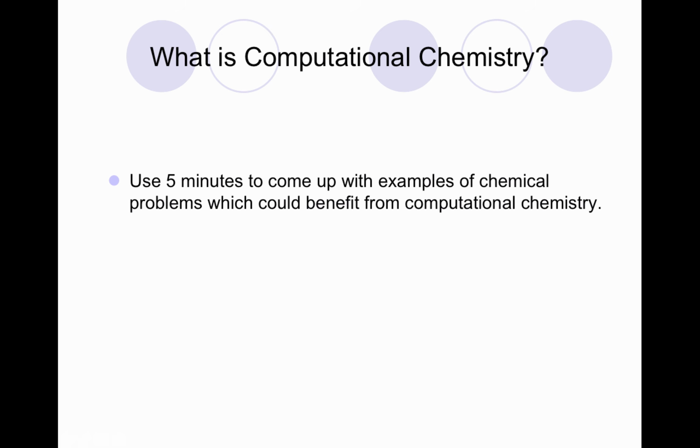For now here, I would like you to use just 5 minutes here to try to come up with some examples of chemical problems which in your view could actually benefit from computational chemistry. So could you try to think about some chemical problems which would be very difficult to solve or to attack using experimental methods, but on the other hand could be very easily attacked using computational chemistry.